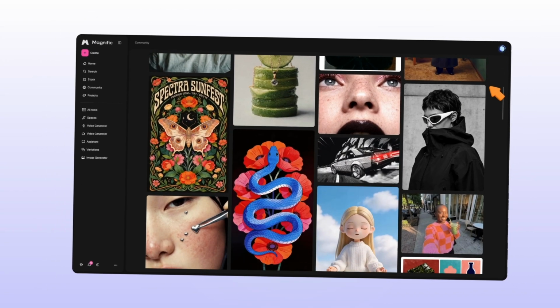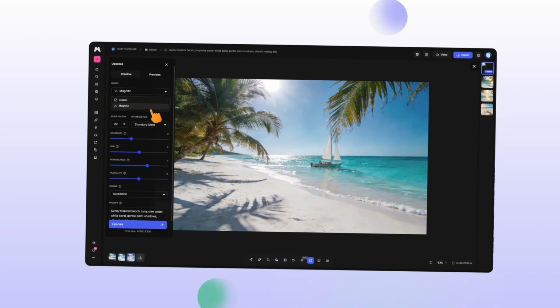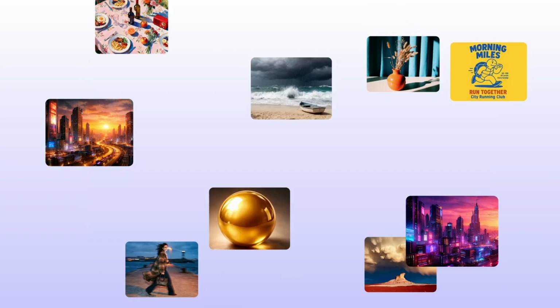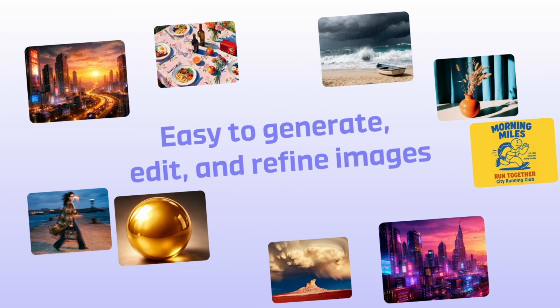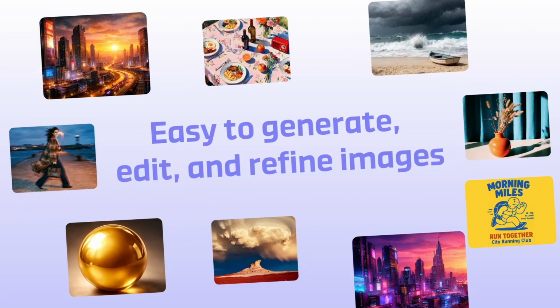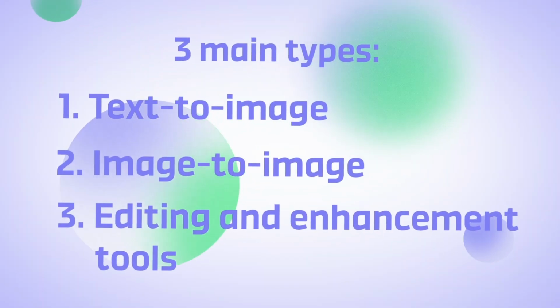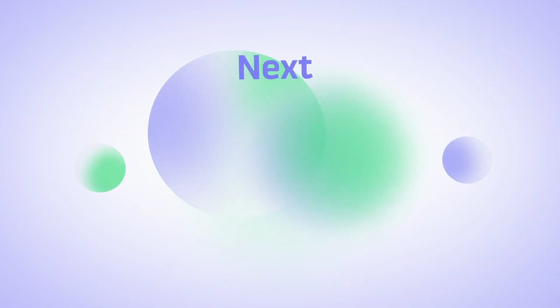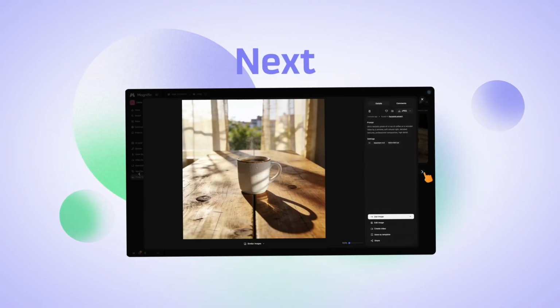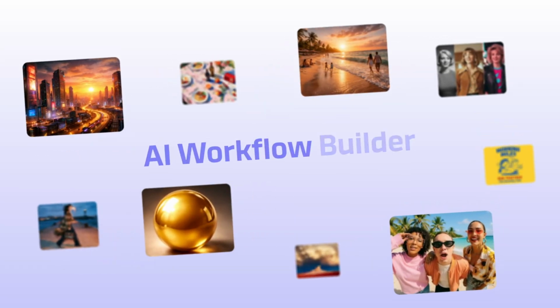Most modern platforms, including Magnific, combine all three types into one workflow, which makes it easy to generate, edit, and refine images in just a few clicks. Now you know the three main types of AI image generators. Next, we'll talk about how to choose the right AI image generator for your work.